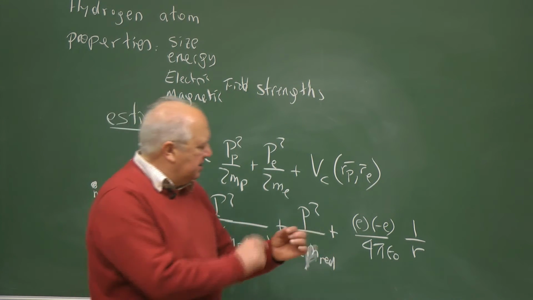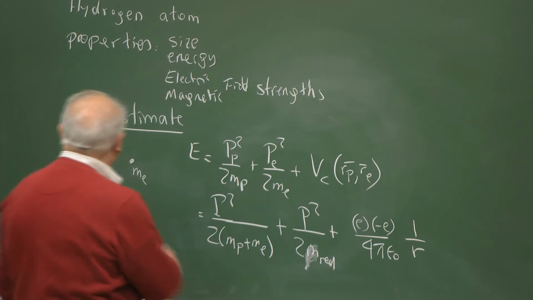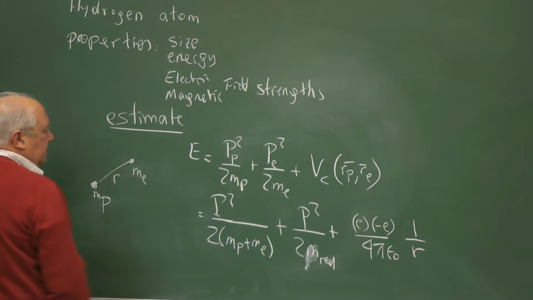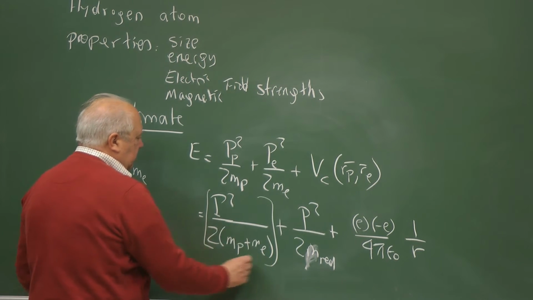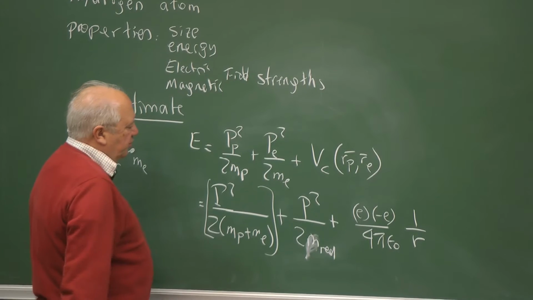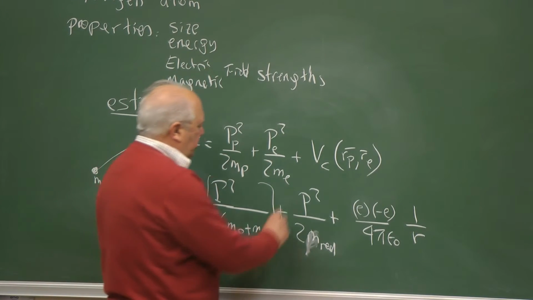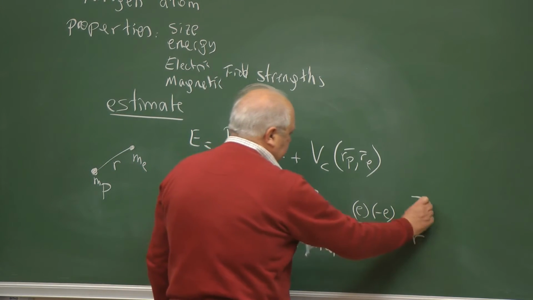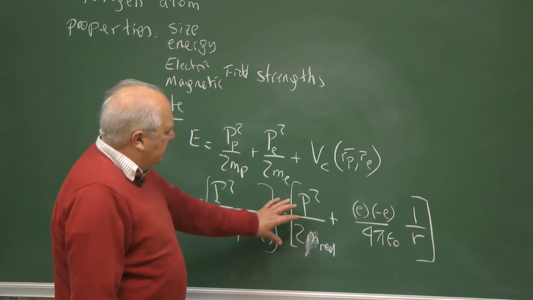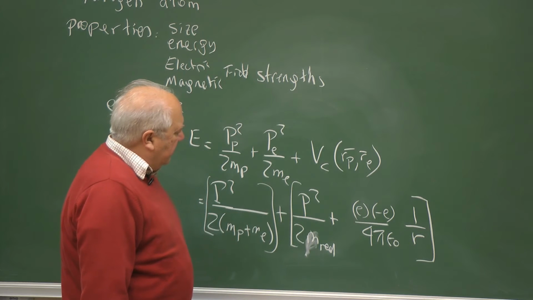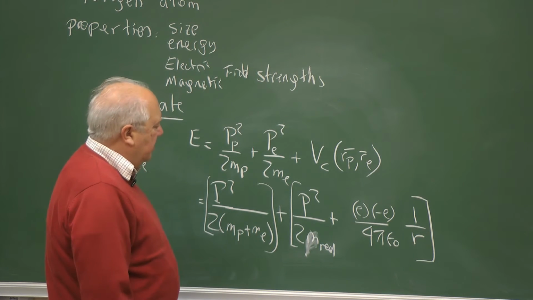So this is the distance between them. Here it is, r. So this does not play a role because that means the atom as a whole is moving. So this is the internal dynamics. This is where the interesting stuff is. That's the internal dynamics of the hydrogen atom.